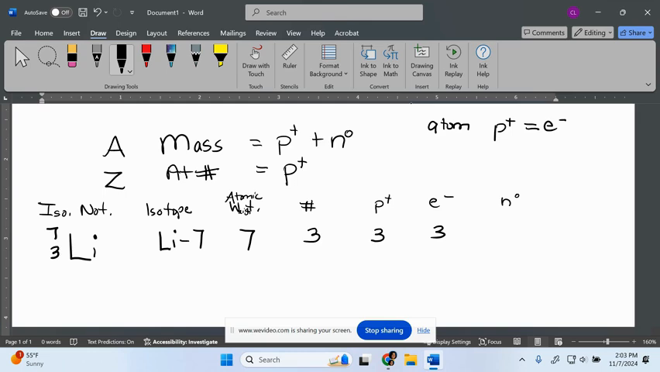Now, neutrons, the way you figure that out is you look over here at this. This is protons and neutrons. This is protons. So if I want to figure out neutrons, what do I need to do? I need to subtract. If this is both and this is 1, I need to subtract to get the other one.